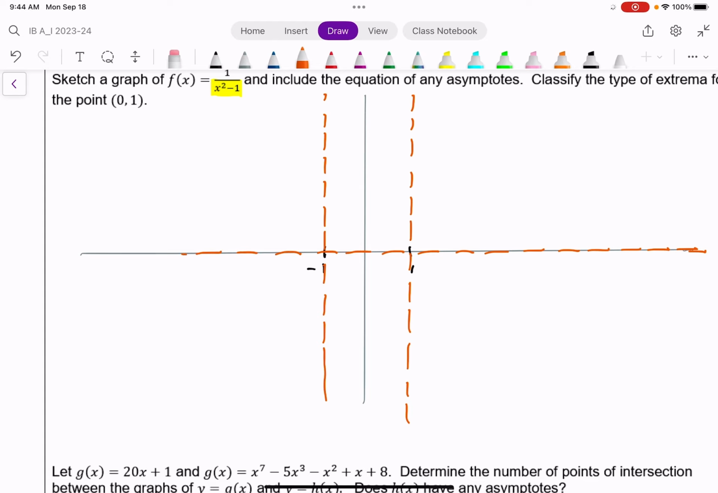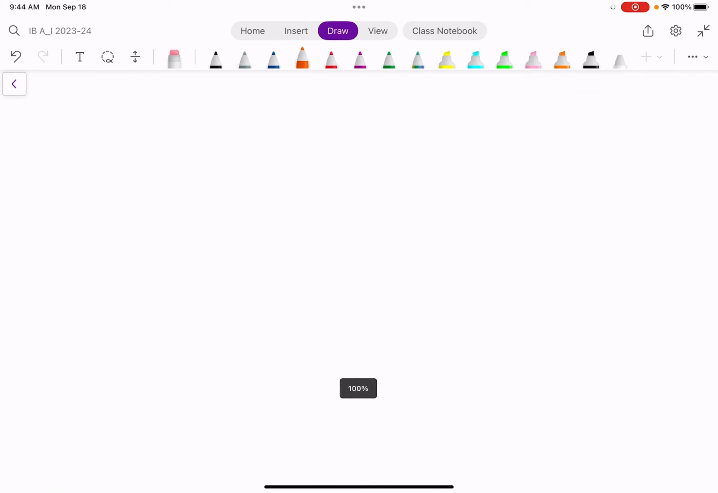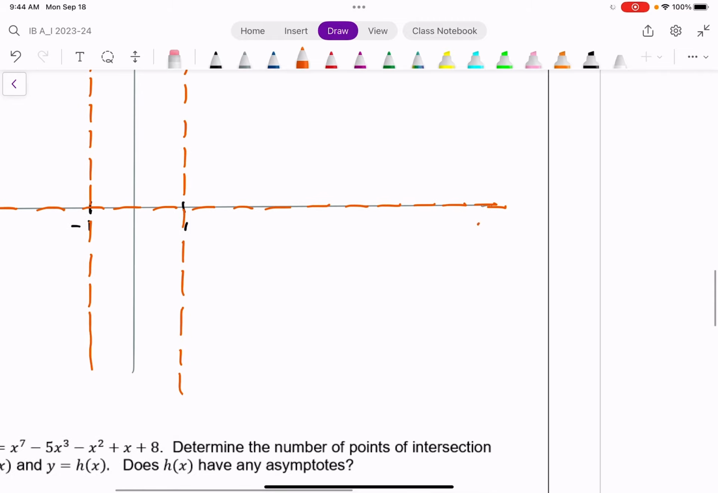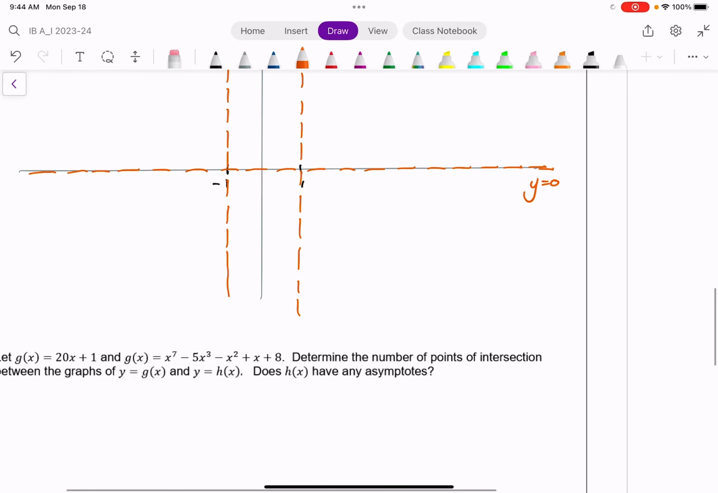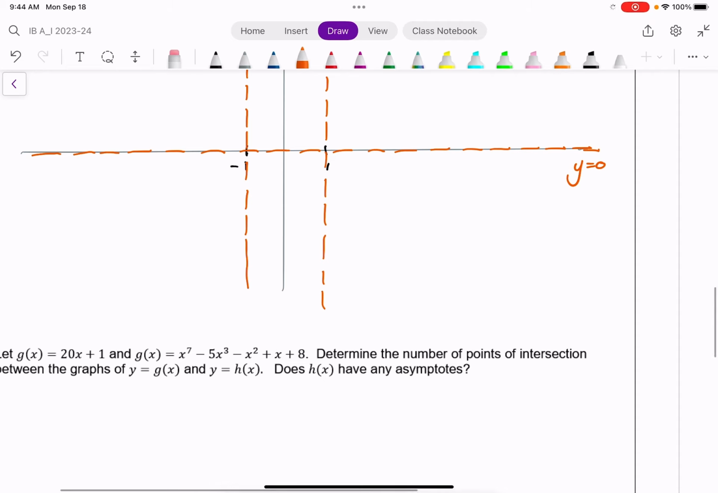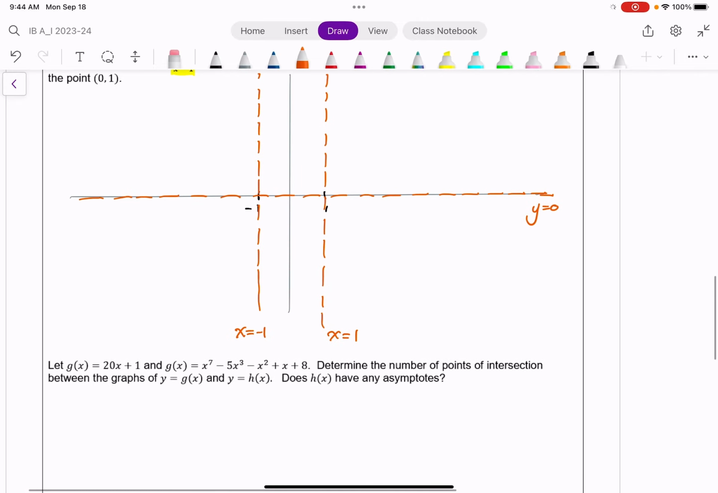And when asked for the equations of these asymptotes, the horizontal asymptote, again, is on the x-axis, or I can say where y equals 0. The two vertical asymptotes are where x equals negative 1 and where x equals positive 1. Those are the equations of them.